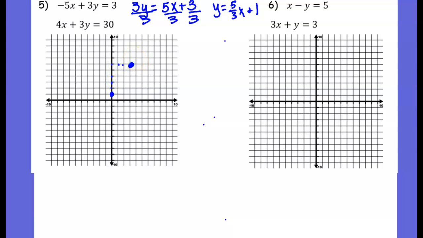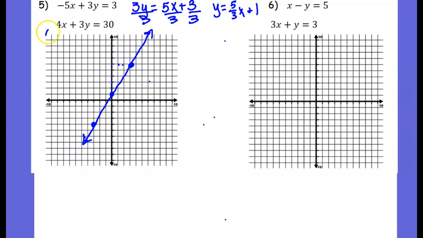There's my point, up 5: 1, 2, 3, 4, 5, and over 3. Or I can go down 5, 1, 2, 3, 4, 5, and over 3. Okay, so there's my line. All right, that's the first one.